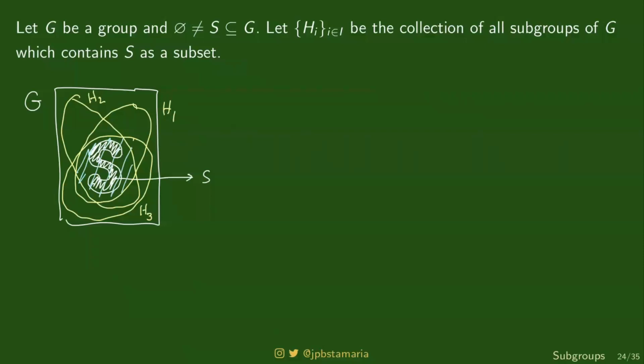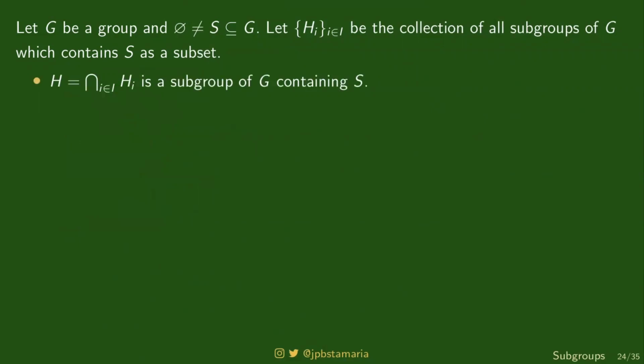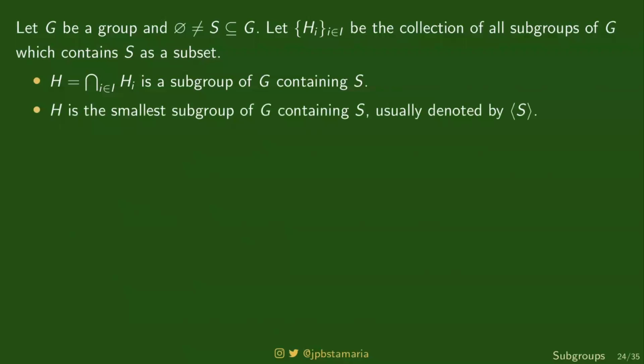As an intersection of subgroups, this is also a subgroup, correct? The blue one, correct? The blue region. Can you imagine that? And because each one contains S as a subset, ano mangyayari? That intersection is a subgroup that contains S as a subset once again. And in fact, because it is the intersection, it is the smallest subgroup of G that contains S.